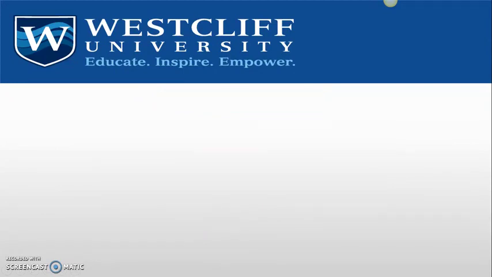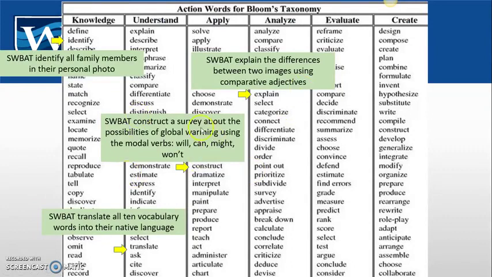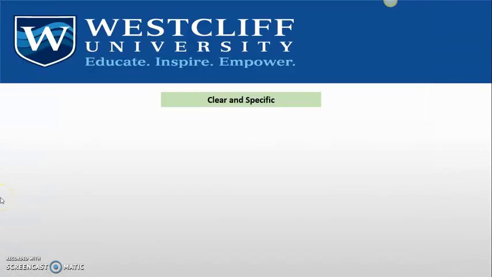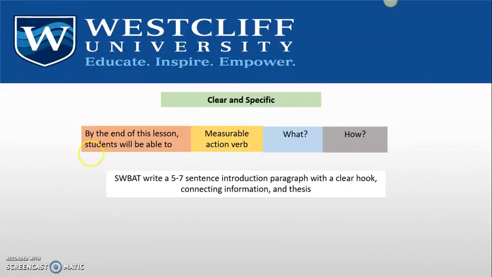Another example of being very specific was when I used this objective. I didn't even just say that they can construct a survey using their modal verbs. I identified the modal verbs that they needed to incorporate within that survey. Another example could be, by the end of this lesson, students will be able to write a 5 to 7 sentence introduction paragraph with a clear hook, connecting information, and thesis. Again, I'm very clear with my objective and I'm very specific. 5 to 7 sentences. I also am saying what I want in that introduction paragraph, what I'm looking for specifically.